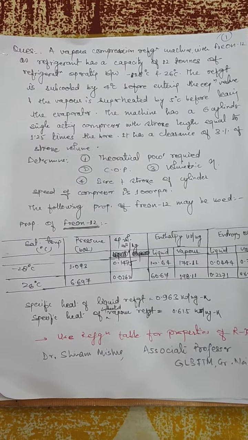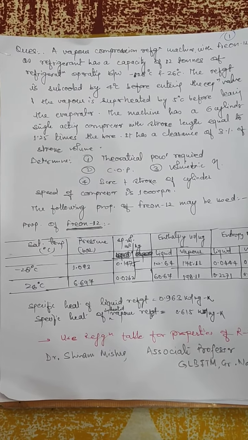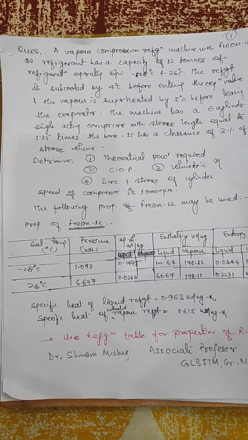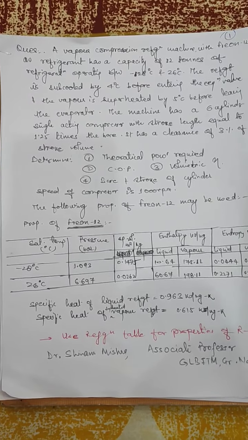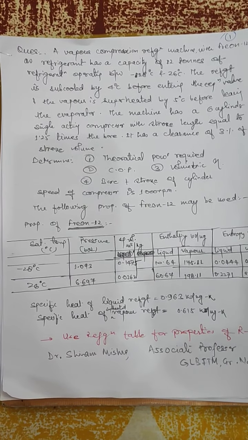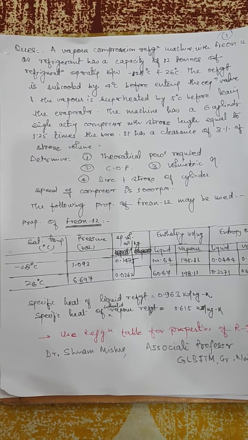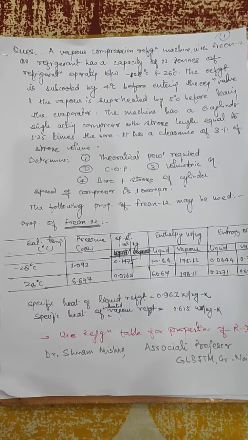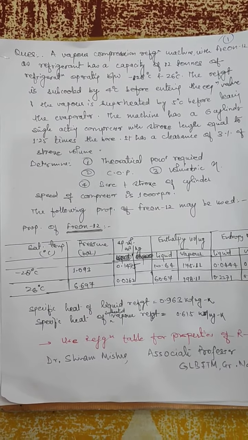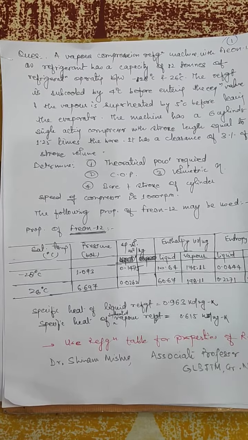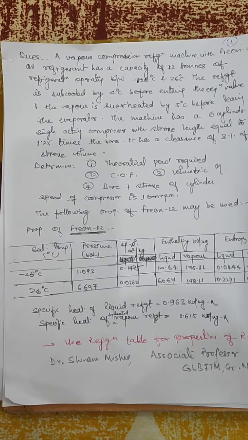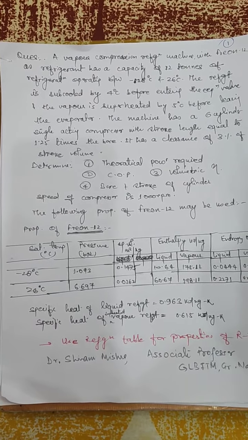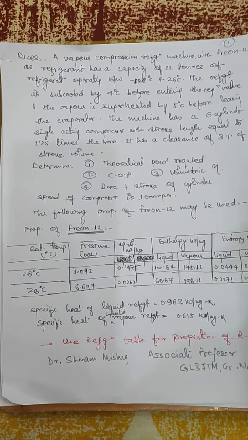What we have to determine are the theoretical power required, second the COP of the system, third the volumetric efficiency, and fourth the bore and the stroke of the cylinder. Also we have some data given: the speed of the compressor is 1000 rpm, and the following properties of Freon 12 may be used, which are given below.